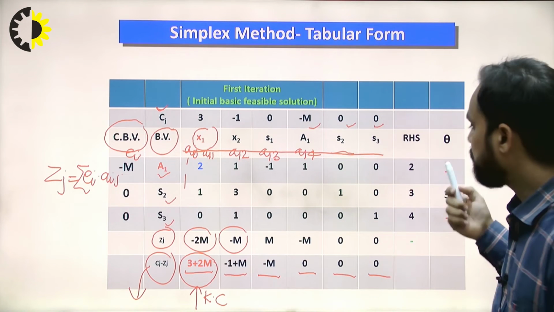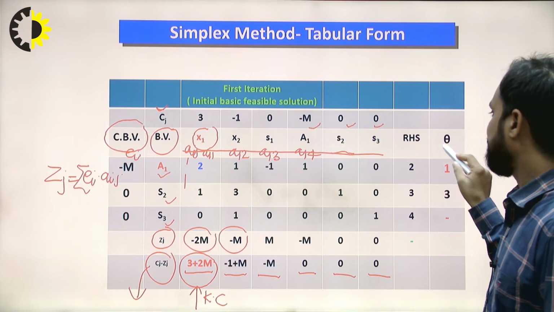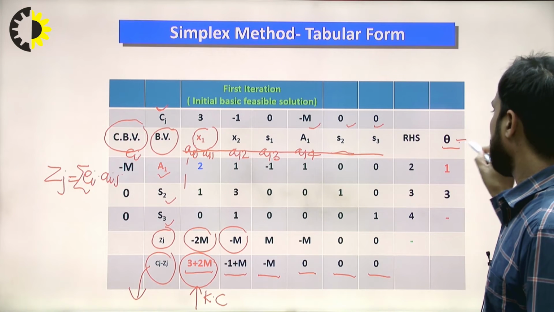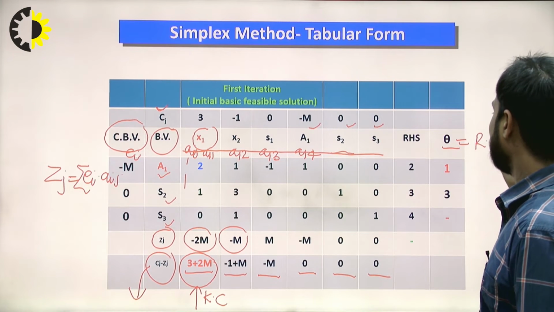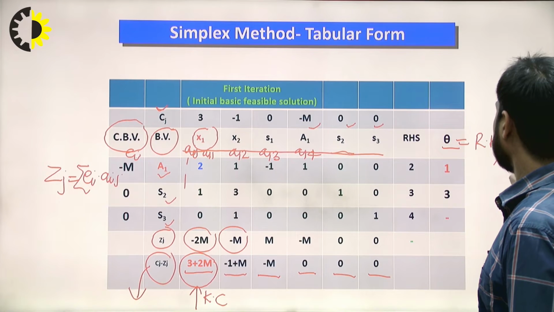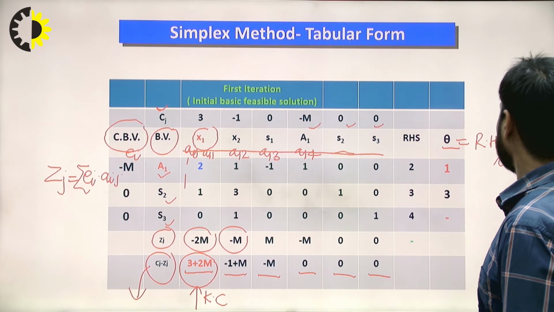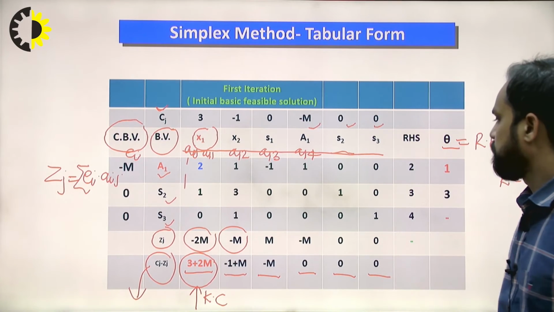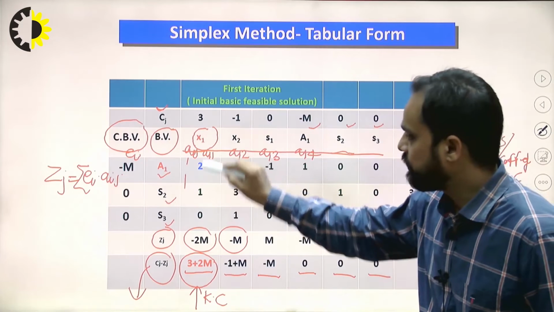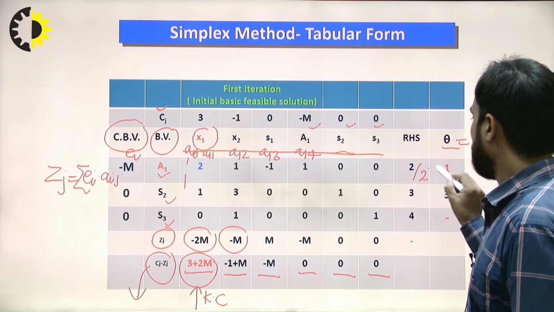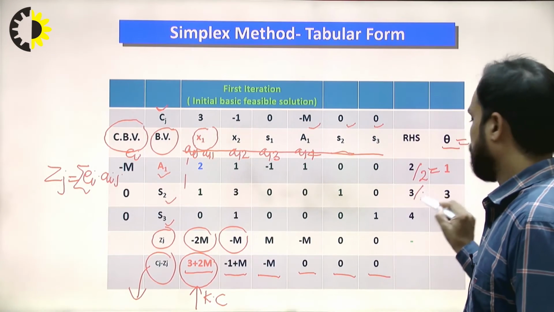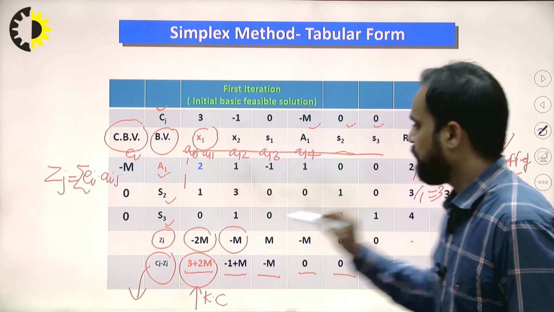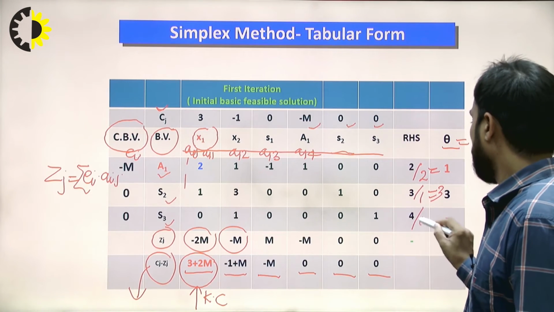How we decide the key row? On the basis of theta. How we can obtain that theta? Right hand side divided by the coefficient of key column. It is the right hand side and the coefficient of key column: 2y2 is equal to 1. 3y1 is equal to 3. 4y 0, no need to write.